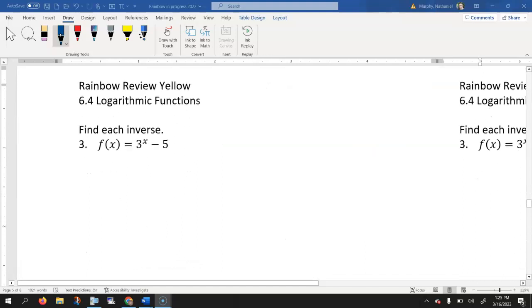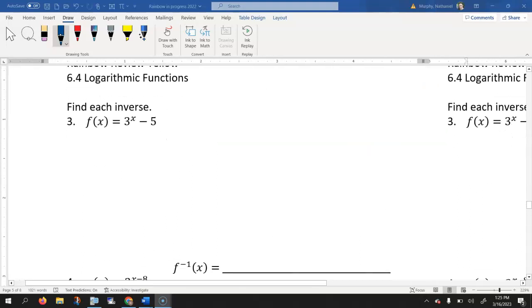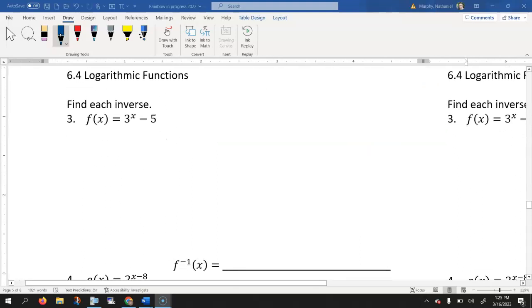All right, let's look at the back side. So the back side is still with lesson 6-4. And remember, here's where we have to find the inverse. Remember, the inverse, the first step is to change the x to a y and the y to an x. You might be saying, where's the y? Remember, f of x, that's just function notation that replaces y.